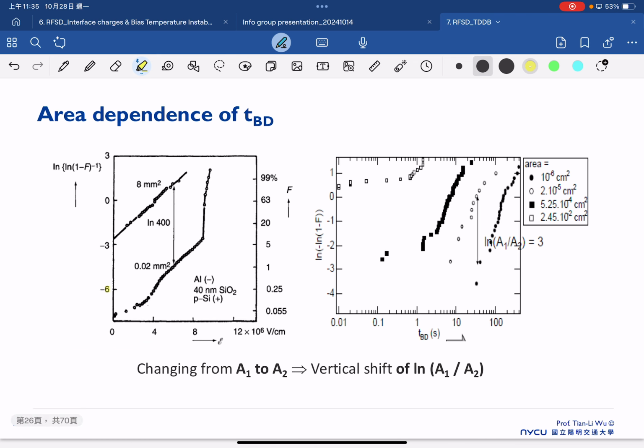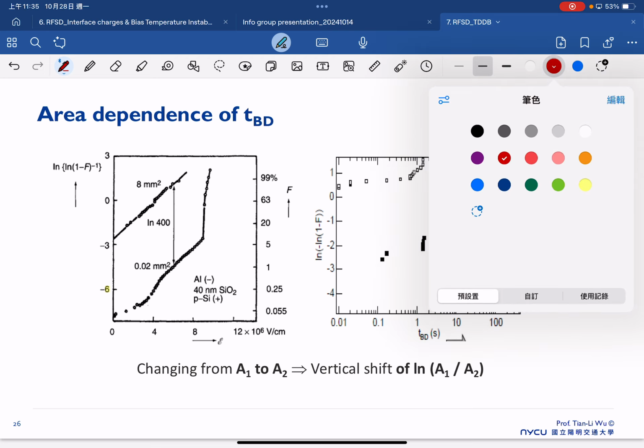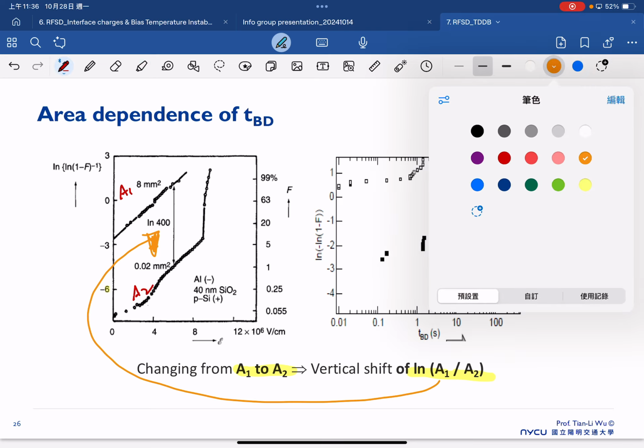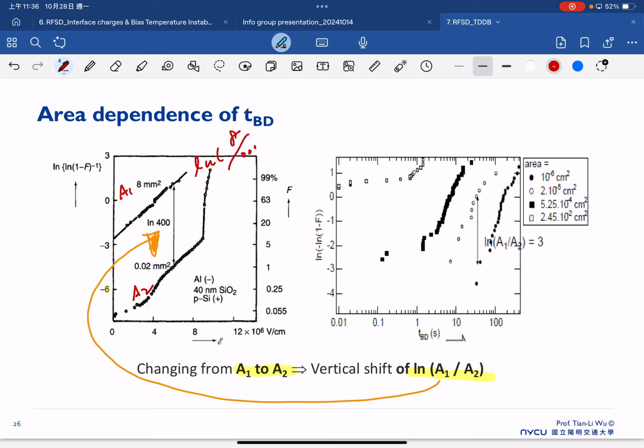So here is a result. You can see this is A1, this is A2. A1 is the big one, A2 is the small one, and changing from A1 to A2 is a vertical shift of the natural log of A1 over A2. So that's the main meaning of why we have to understand this. I believe this example shows much more clearly why we have to apply the previous knowledge, because now the correlation between A1 and A2 is the natural log of A1 over A2, for example, natural log of 400 here.